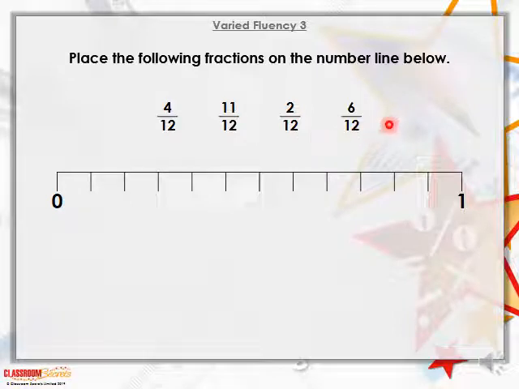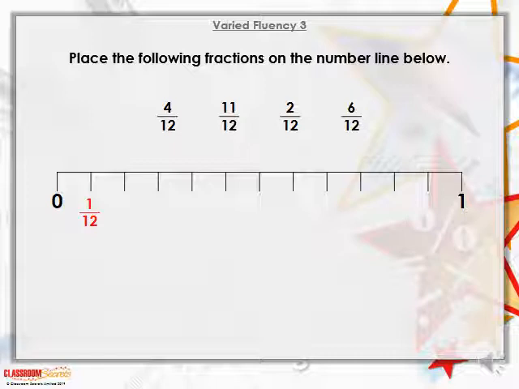So we know this number line has been split into 12 parts, 12 equal parts, but let's double check to make sure. So 1, 2, 3, 4, 5, 6, 7, 8, 9, 10, 11, 12. So it's been split into 12 equal parts, and we've got to decide where these fractions go. So if it's been split into 12 equal parts, it starts off as 0. The first one on the number line would be 1/12.